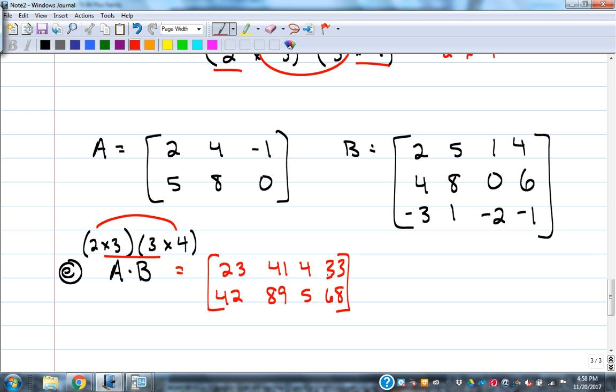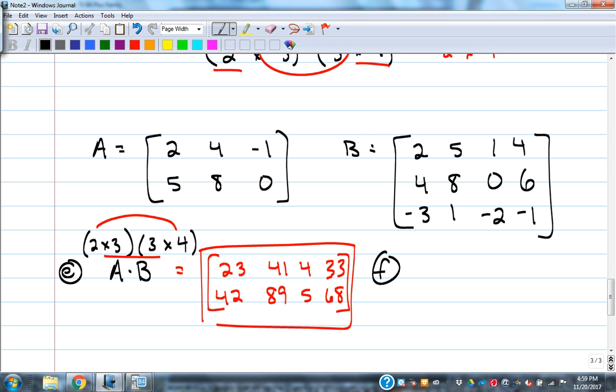I have seen problems on the final exam where you didn't actually have to do the multiplication. They just wanted to know what's the size of the answer. So knowing that theory about matching the columns and rows, and then knowing that the outside pieces are your answers, is important. So there's our solution to that.